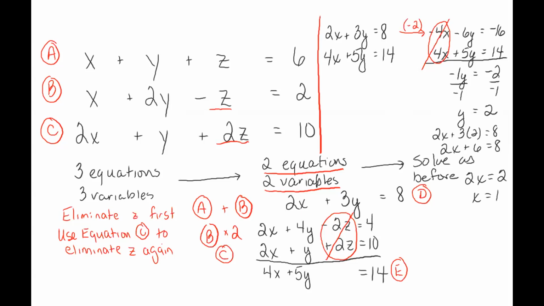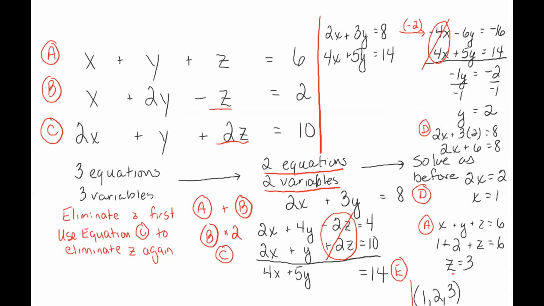Now I have x, I have y. I'm going to go back to, in fact, let's label this. This was equation D. And I'm going to go back to equation A. It said x plus y plus z equals 6. So 1 plus 2 plus z equals 6. And z is 3. And there's my solution. X is 1, y is 2, z is 3.